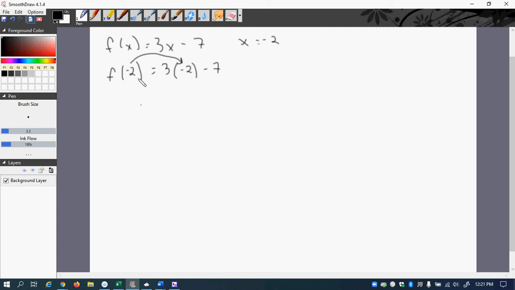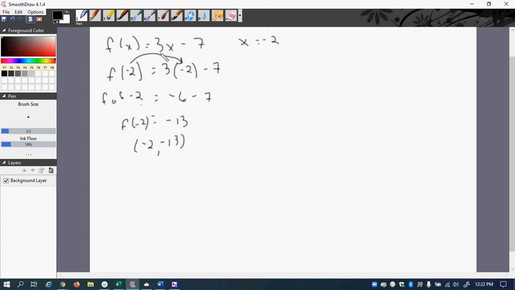So we're actually taking the negative 2 and putting it into the function. This does not mean, and I've seen students misinterpret this, that this means f multiplied by negative 2. This means f of negative 2. Okay? That's what it's saying. And so all you're doing is doing the mathematics on the right side. So you get negative 6 minus 7, and then you get negative 13. And so f of negative 2 is negative 13, or it's a point, negative 2 comma negative 13. So this is a particular point on this particular function.